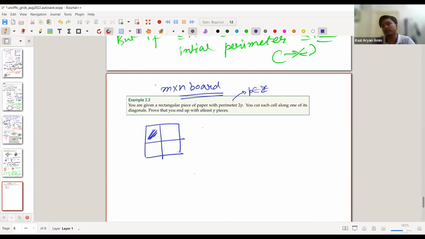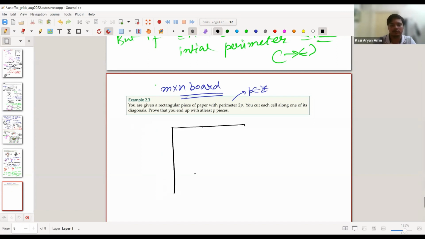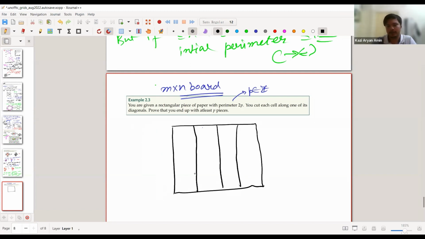So suppose you have an m cross n board where m and n are integers. Every cell is cut along one of its diagonals. Prove that you end up with at least 2n pieces. I'll just do the case n cross n, like a 4x4 case. That's better for visibility. So when do we end up with one piece? One piece basically refers to a connected component in the final graph.